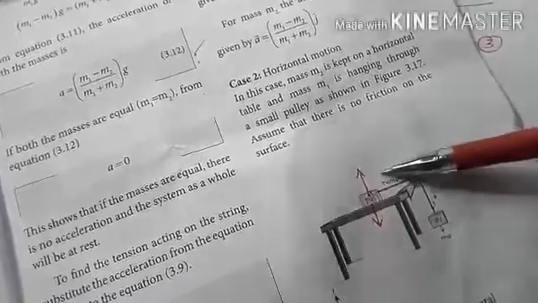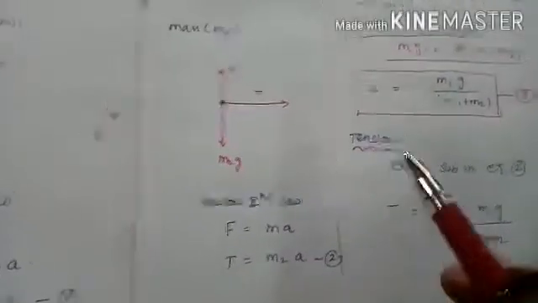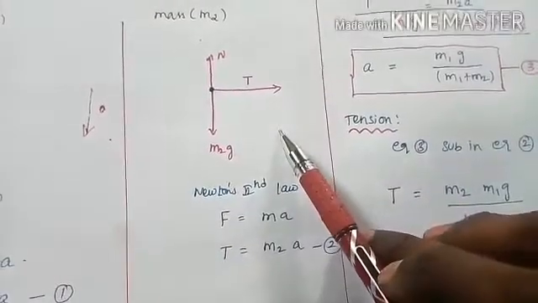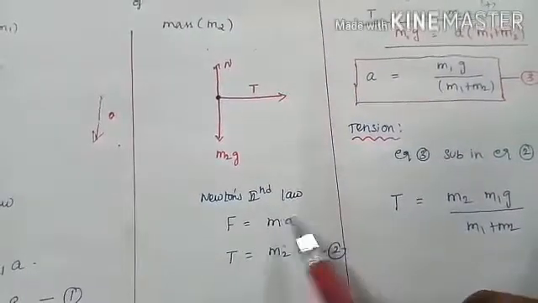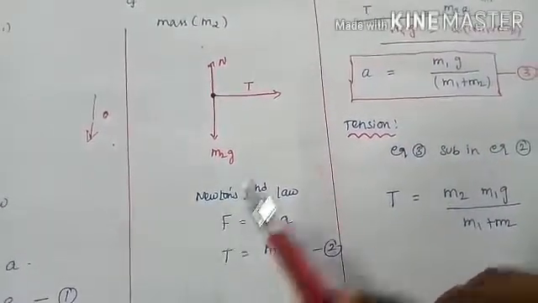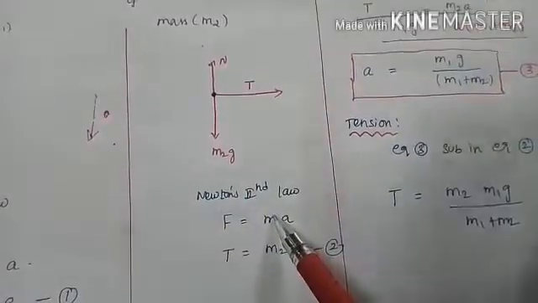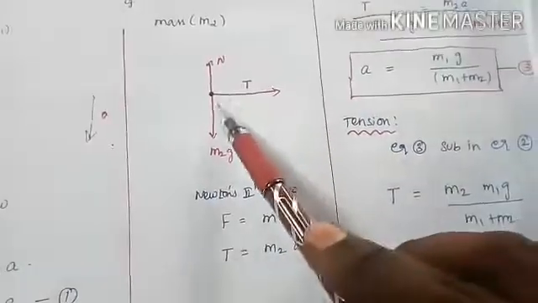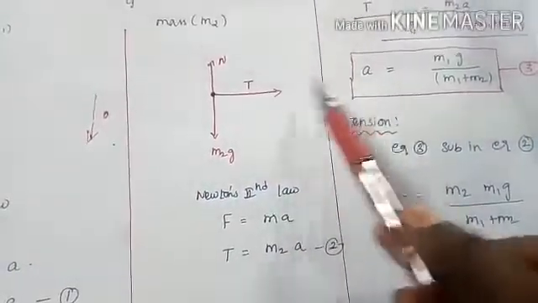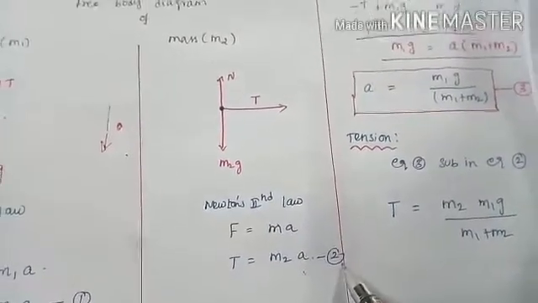So how many forces are acting? Only one force, isn't it? We calculate the total force using Newton's second law, F equal to ma. Only one force is acting, that force is the tension force. The mass is m2, and the acceleration is in the horizontal positive direction. So T equal to m2 into A, and this is equation 2.